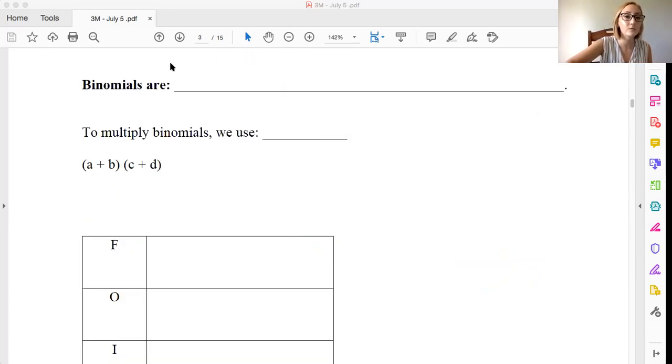Binomials are 2-termed expressions in the form that we just saw, which is (a plus b) times (c plus d). To multiply binomials, we use what's called FOIL.